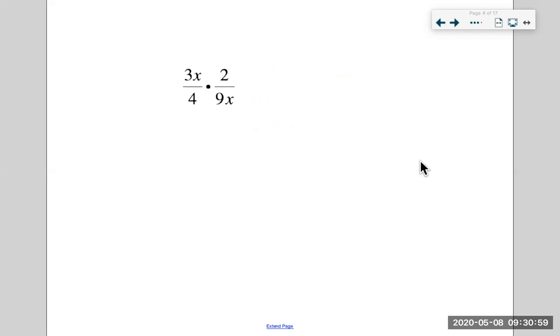So here we have in the numerator 3x times 2, and in the denominator 4 times 9x. Well, we know that 2 and 4 have a common factor of 2, so we could divide each of them by 2. And then 3x and 9x have a common factor of 3x. And if we divide that, we're left with 3. And now we can multiply.